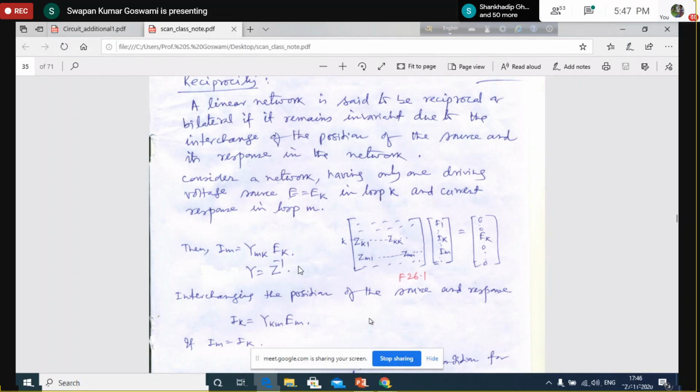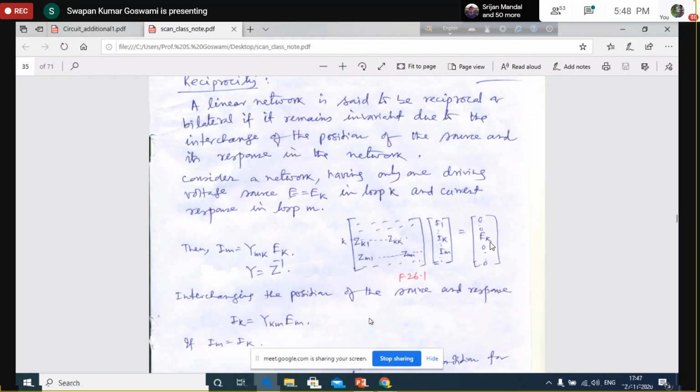Now you interchange the position of the source and the response. Say the source is placed at loop m, the same source, and the current will be measured at loop k. Then I can write the same equation again: the loop equation, Z loop into I loop equals the voltage vector.